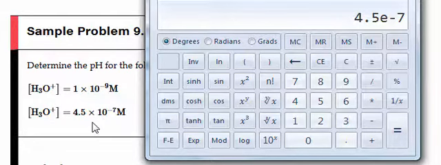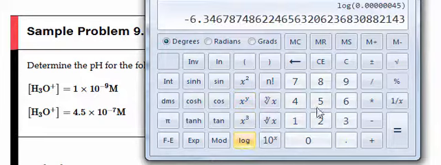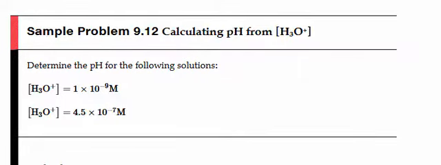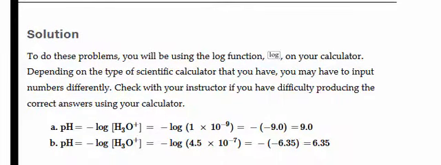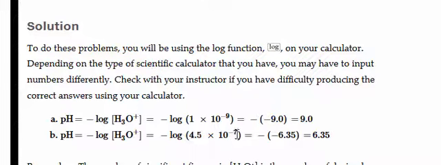Looking at my other concentration, if I take the base 10 log of 4.5 times 10 to the minus 7, and I take the negative of that, the pH I get is 6.35 to two significant figures, and that is an acidic pH, which is what I would expect since my original concentration is greater than 1 times 10 to the minus 7.